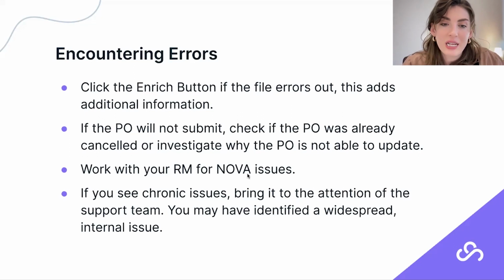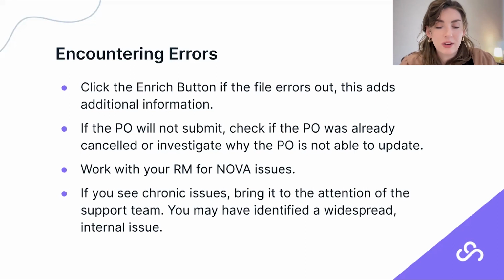Again, kind of reiterating this, work with your RM on Nova issues. This is just using common sense. If you're seeing errors and issues on your side and you've tried everything and you've reached out to the internal teams, you can always pull in your RM to see if there's something on their end. And if you see chronic issues, like I mentioned before, bring it to the attention of the support team.